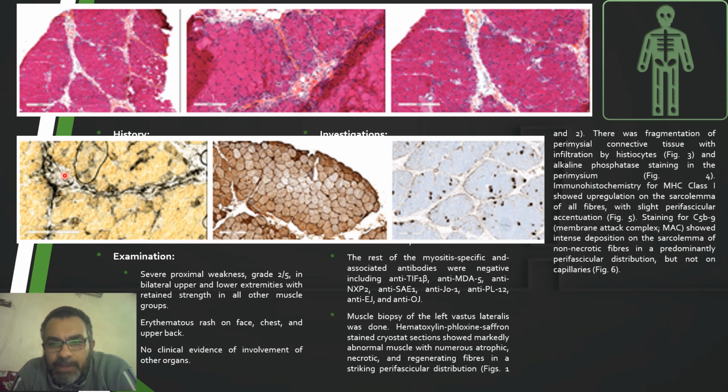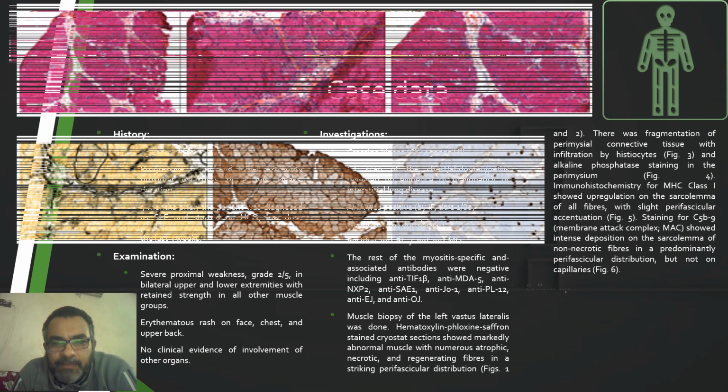Immunohistochemistry for MHC class 1 showed upregulation of the sarcolemma of all fibers with a slight perifascicular accentuation, which is seen in figure 5. Staining for C5b-9 membrane attack complex, or MAC, showed intense deposition on the sarcolemma of non-necrotic fibers in a predominantly perifascicular distribution, but not on capillaries, as we see in figure 6.